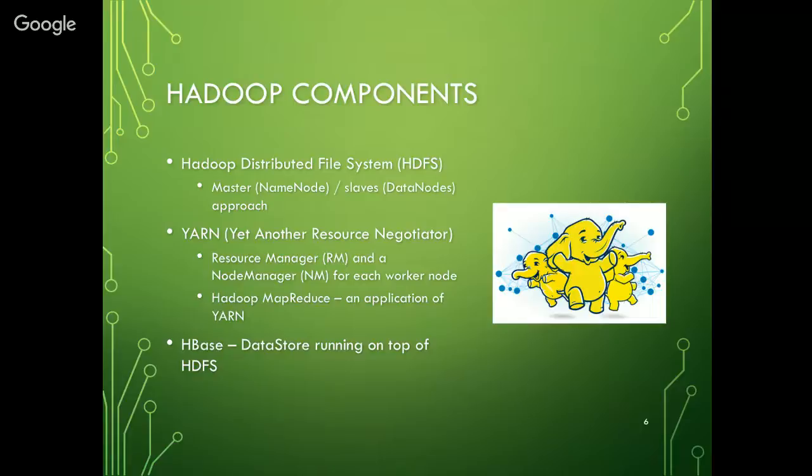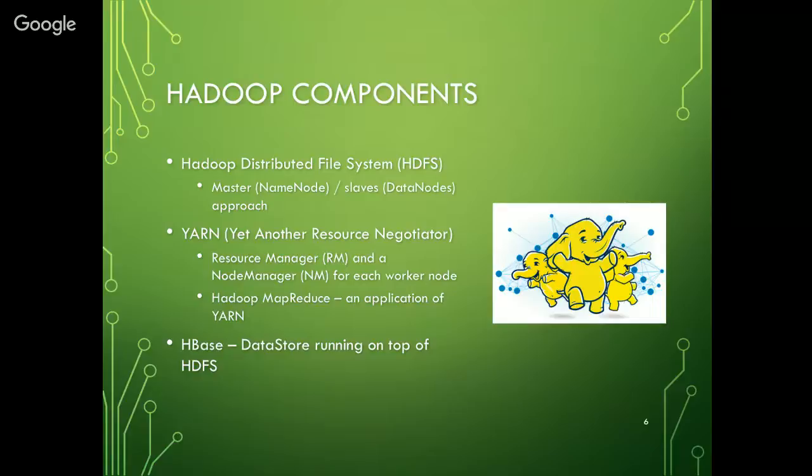Next we're going to look at Yarn, which is Yet Another Resource Negotiator, which is part of the Hadoop package. It consists of a resource manager and a node manager for each worker node. It also contains Hadoop MapReduce, which is an application of Yarn. MapReduce runs its processes, which are the application manager and the MapReduce tasks, inside the Yarn containers managed by the node managers.